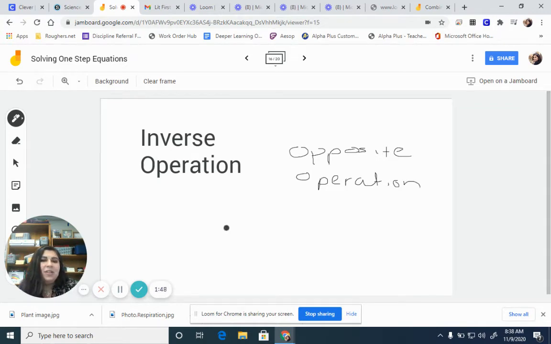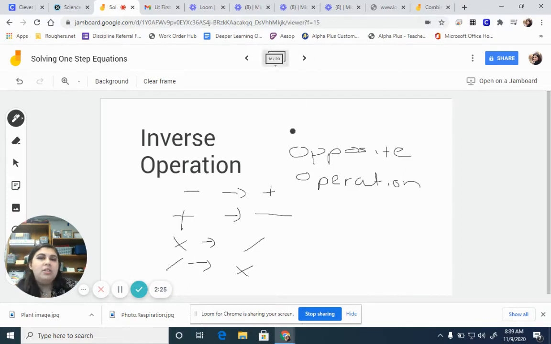So if I saw addition, what is the opposite of addition in that case? Subtraction. That's what I would do. If I see multiplication, the opposite of multiplication is going to be division. If I see division, the opposite of division, multiplication. If I see subtraction, the opposite of subtraction is addition, so on and so forth. Later on, when you go into higher grades, you'll probably see something like, what is the opposite of a square root? And that would be like an exponent of 2. But we're not here to talk about that. We're here to talk about basic inverse operations.